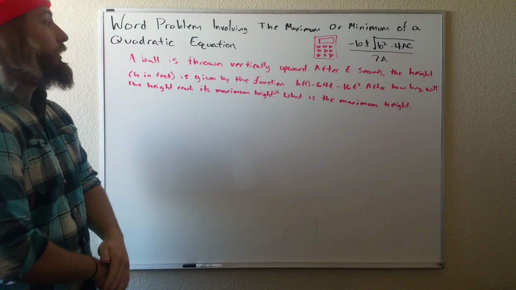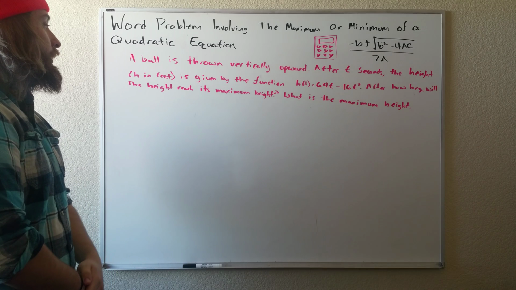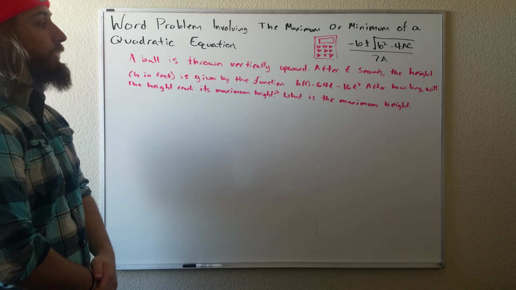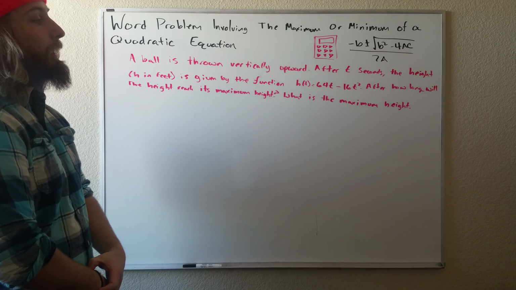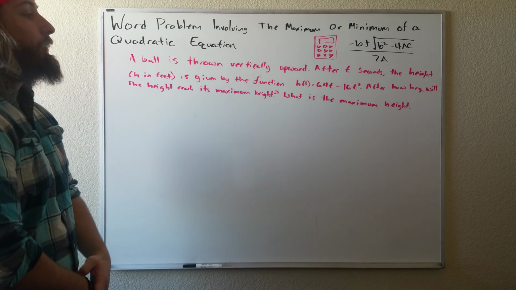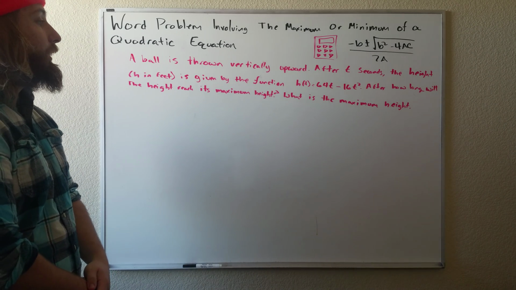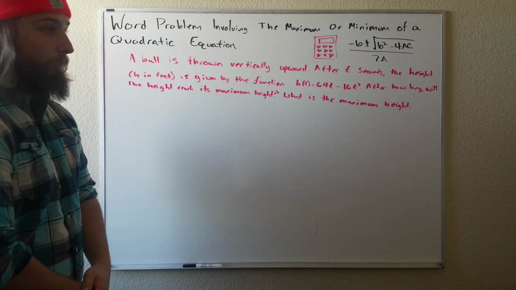Alright, so the question is, a ball is thrown vertically upward. After t seconds, the height, h in feet, is given by the function h of t equals 64t minus 16t squared. After how long will the height reach its max height, and what is the maximum height?